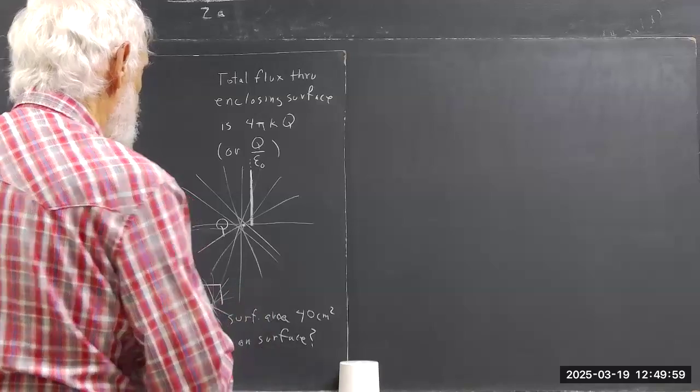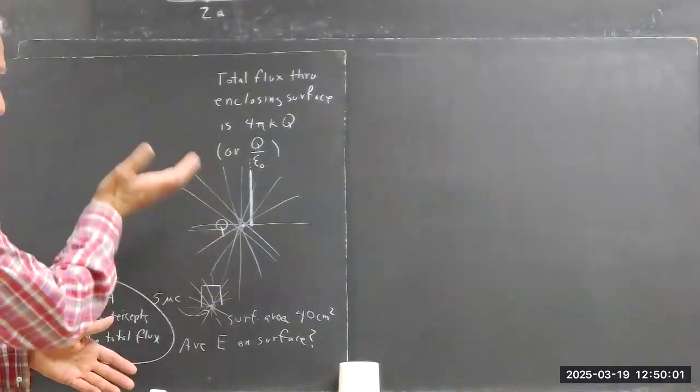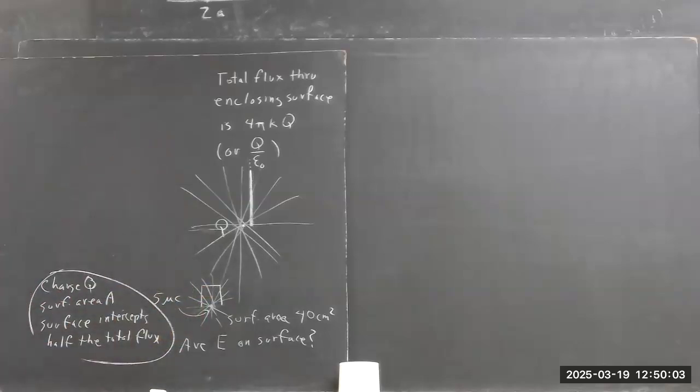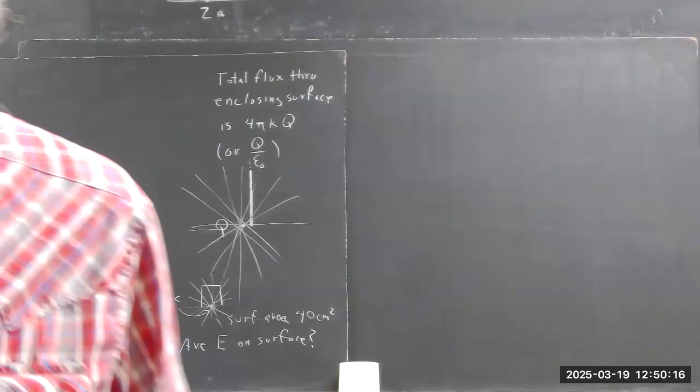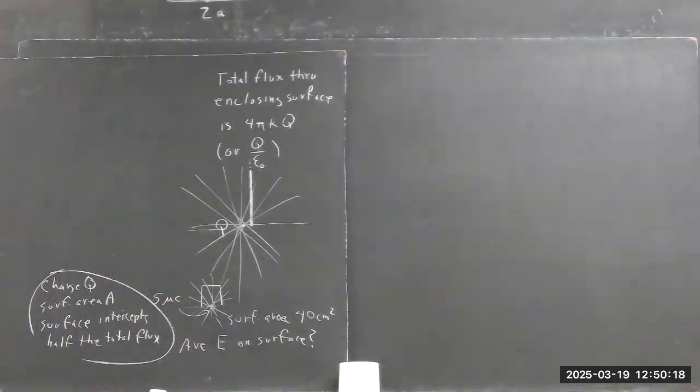And so forth. Okay. So half the flux, the upper half of the flux, goes through this surface. So we've got charge Q, surface area A, and the surface intercepts half the total flux. What's the total flux? Start with what's the total flux? And then what does flux mean?